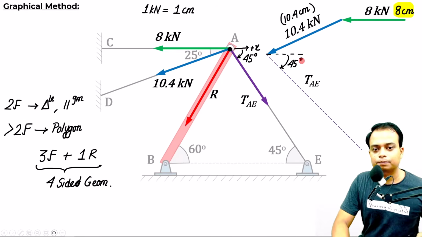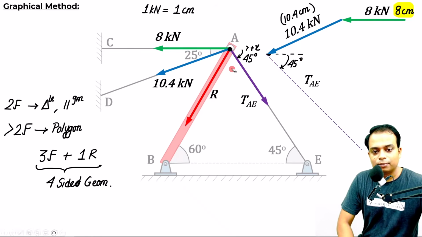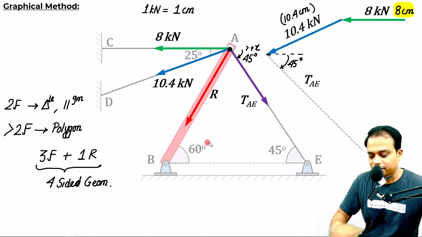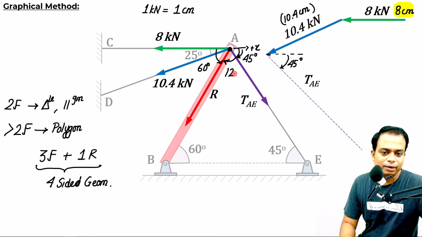Done. Resultant's magnitude is not known to us. Quite obvious. However, the angle it makes with the horizontal is known. Here the angle made is 60 degrees. So if you watch, the angle made over here is going to be equal to 60. If this is 60, then this angle over here is going to be equal to 120 degrees.